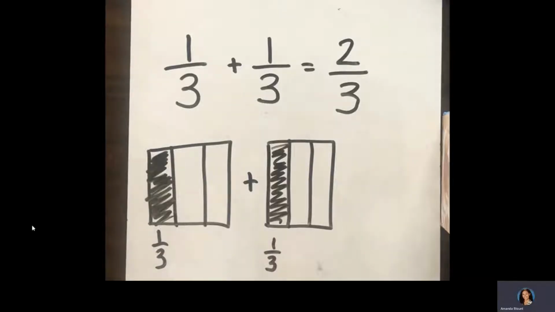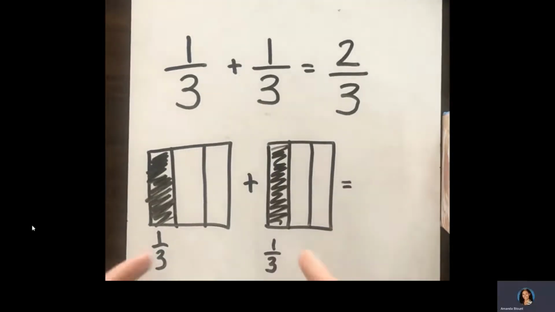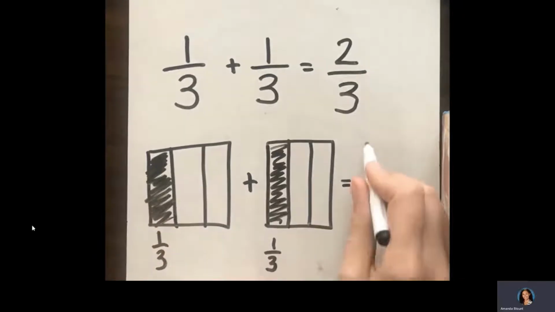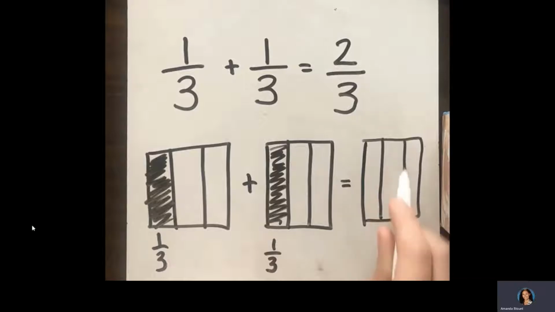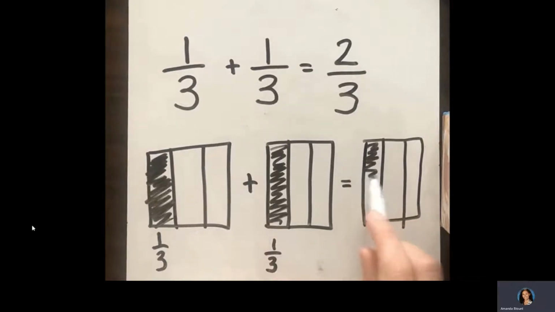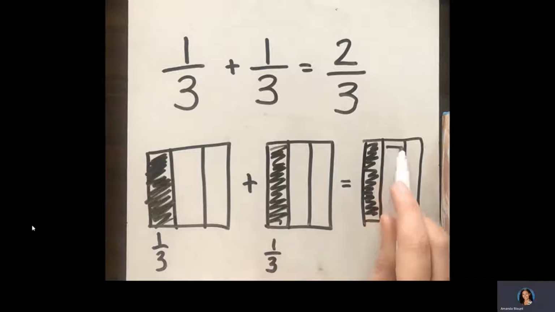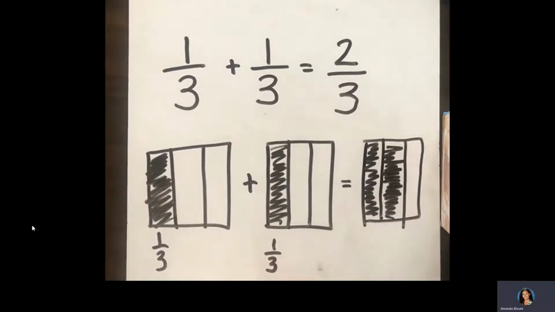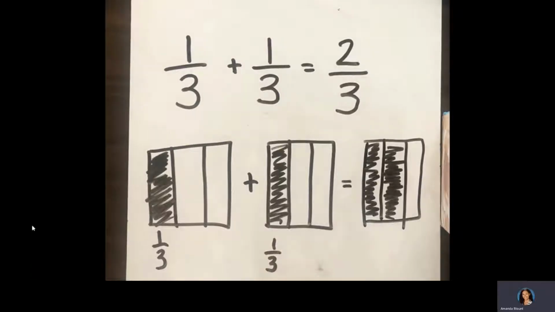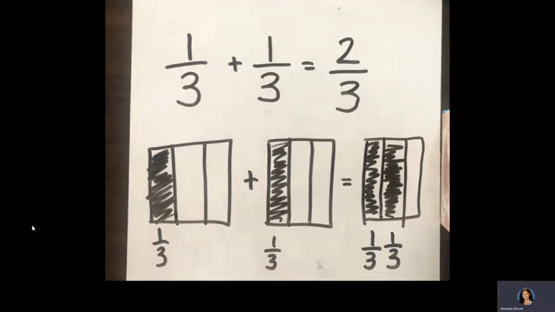How many thirds are shaded? If I were to put these two pictures together, it would look like this. How many thirds are shaded? 2. I have 2/3 shaded. Let's do another one.